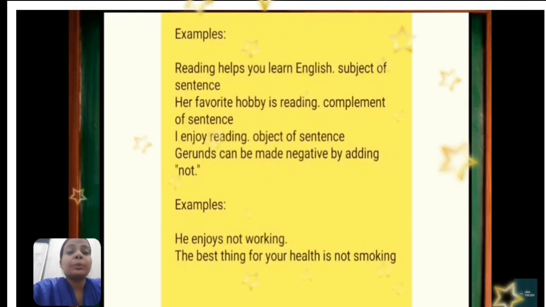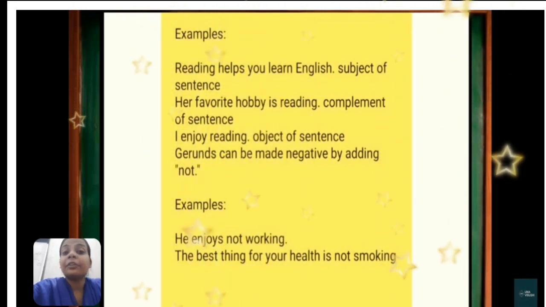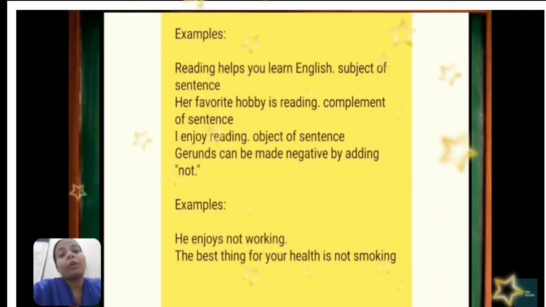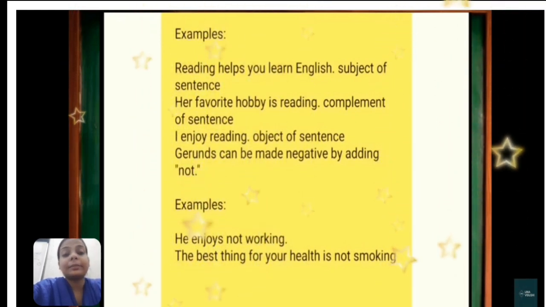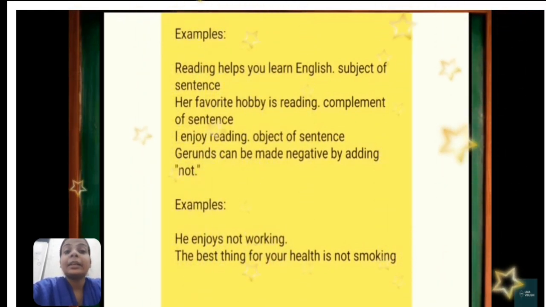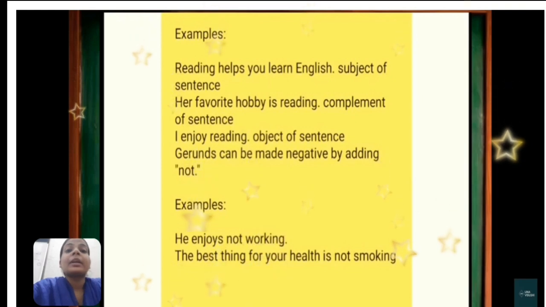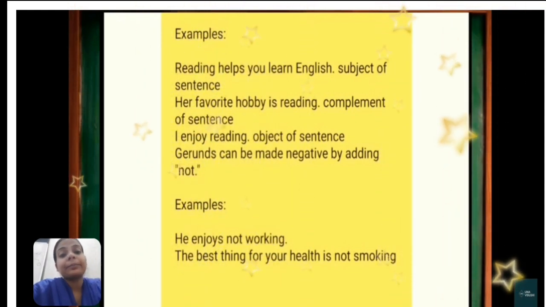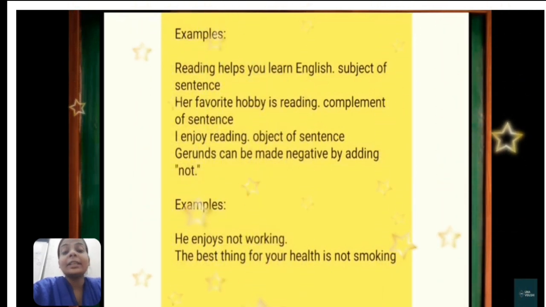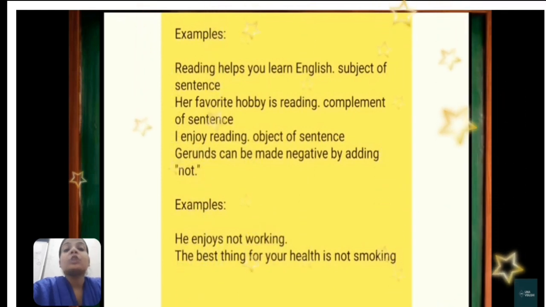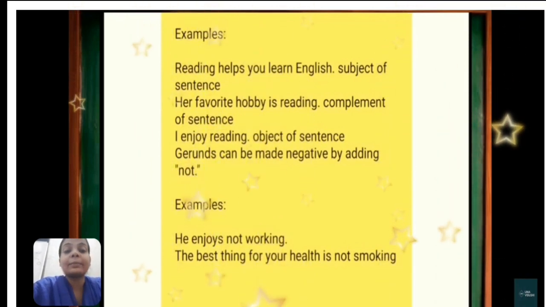Reading helps you learn English. Here in this sentence, reading is the subject of the sentence. Her favorite hobby is reading. Now in this sentence, reading is used as the complement of a subject. I enjoy reading. Now in this sentence, enjoy is a verb and reading is the receiver of the action. So you can say here that reading is the direct object of the sentence.